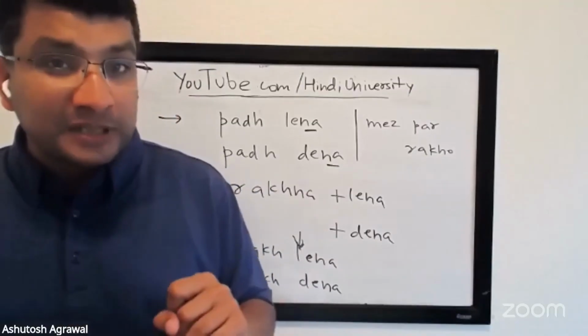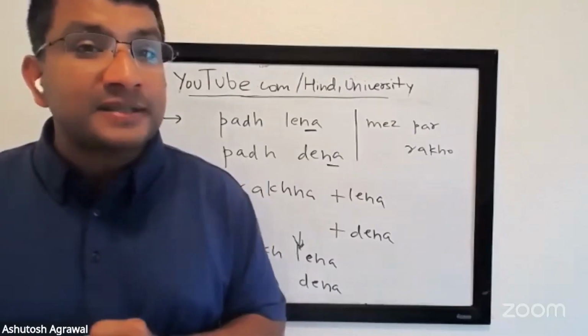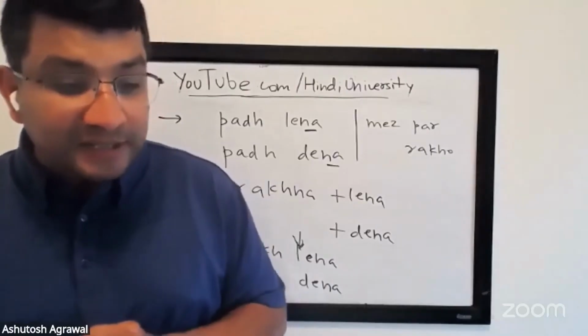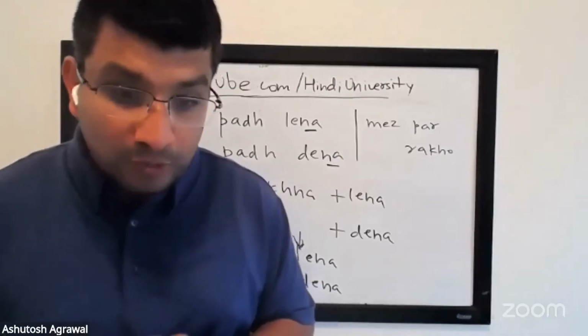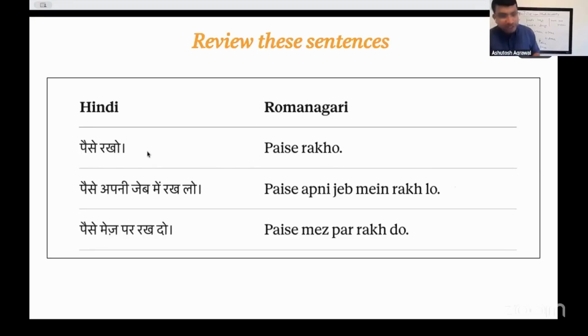Same thing for money. One is you simply say paise rakho, versus paise rakh lo or paise rakh do. So paise rakho is very neutral. It doesn't give you information about what the person is trying to say. Apni jeb is your pocket. So when you are telling someone, paise apni pocket mein rakh lo versus paise mez par rakh do, do you think it gives you some more clue?